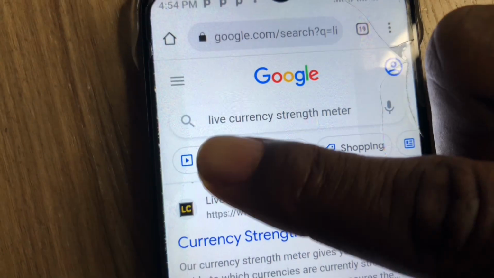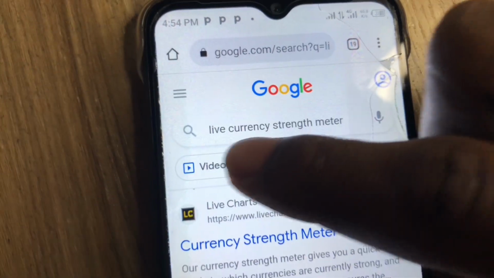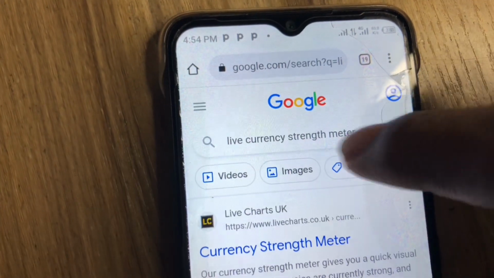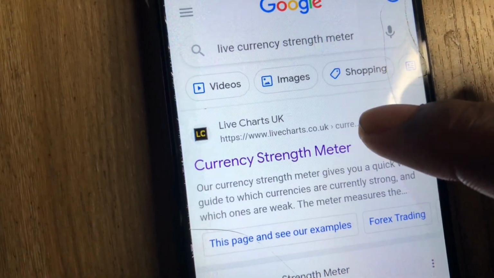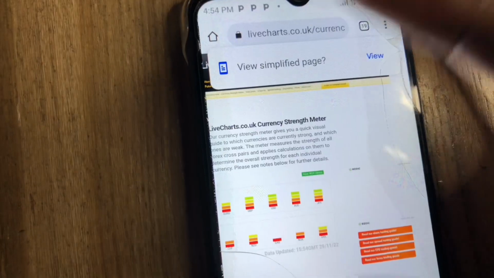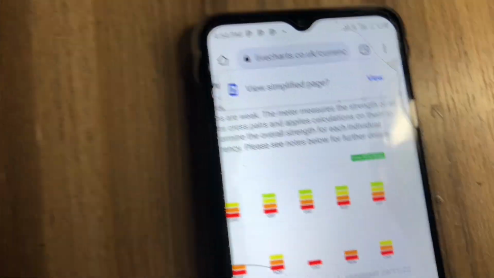Now just like I said, I'm going to give you guys an extra thing with this, and for you to do this you have to go to your browser right now. When you go to your browser, you can search currency strength meter. You don't need to put live, but anyway, you can just put live currency strength meter. The one you should click on is livecharts.co.uk, so just tap into that. It gives you the strength of each currency.